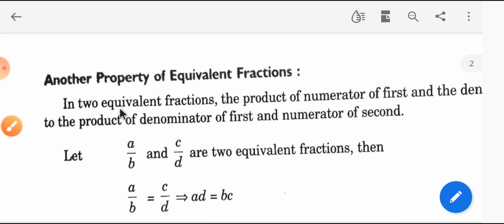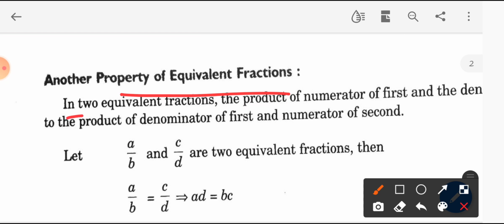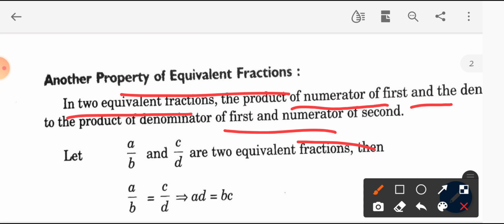Now another property of equivalent fractions is: in two equivalent fractions, the product of the numerator of the first and the denominator of the second is equal to the product of the denominator of the first and the numerator of the second.